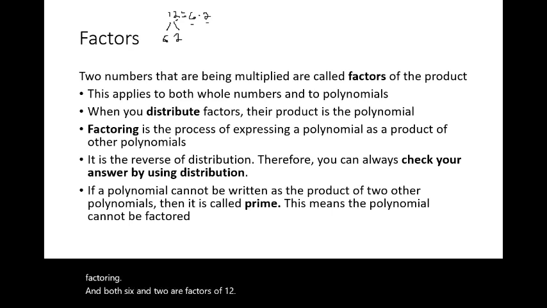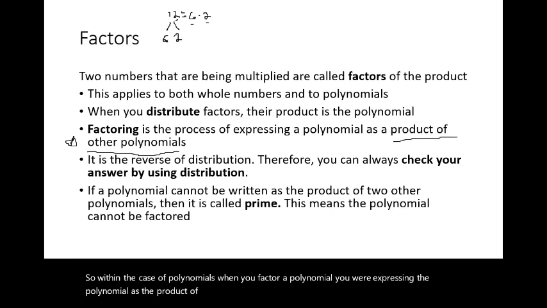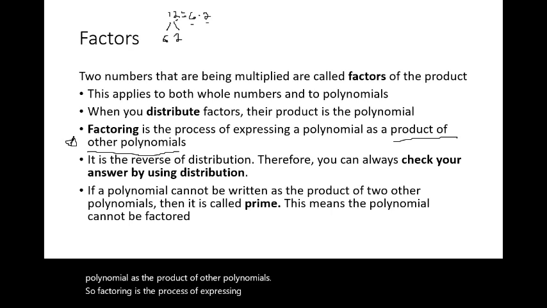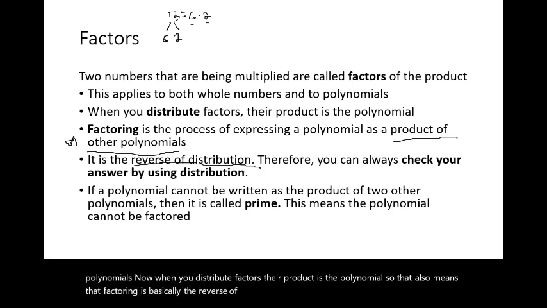So in the case of polynomials, when you factor a polynomial, you are expressing the polynomial as the product of other polynomials. So factoring is the process of expressing a polynomial as the product of two or more other polynomials. Now, when you distribute factors, their product is the polynomial. So that also means that factoring is basically the reverse of distribution. It's distribution backwards. So therefore, you can always check your answer using distribution.